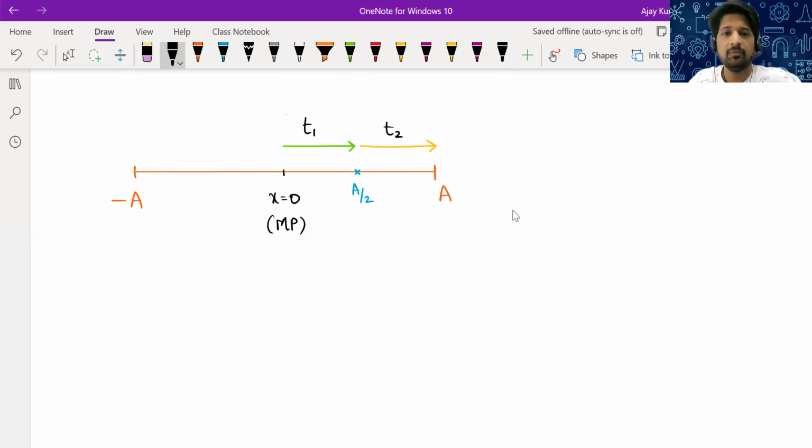Now you all, both of you, think carefully and give me an answer. Which time will be greater? Will it take equal times to cover these distances, or which time will be greater? Okay, give your answer in chat. I'll give you 1 minute.